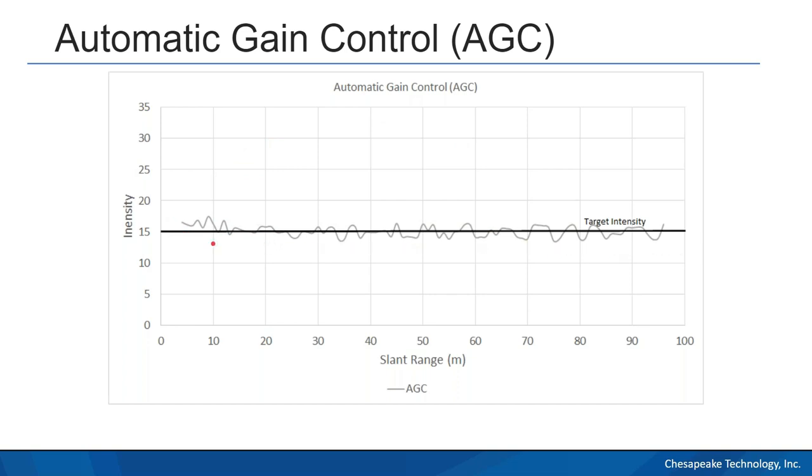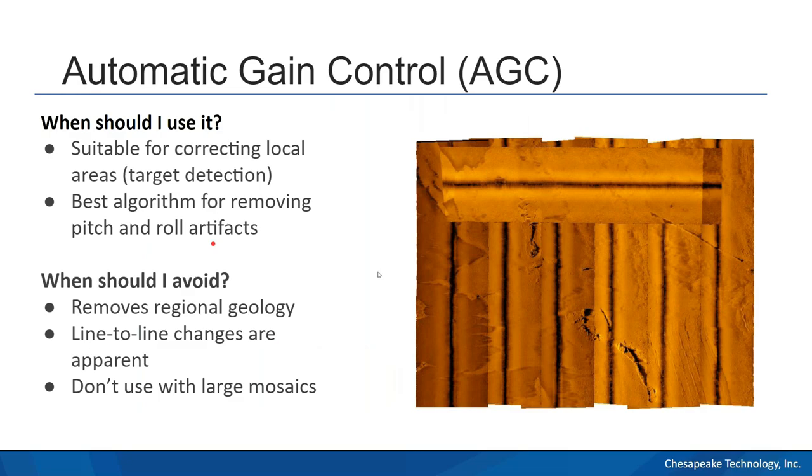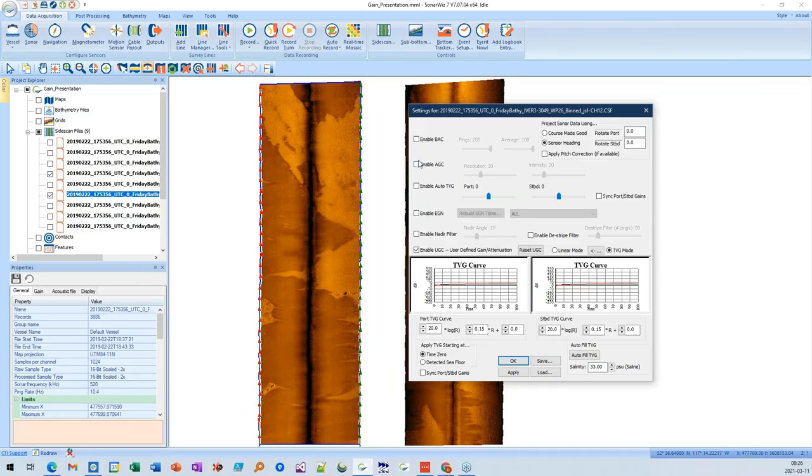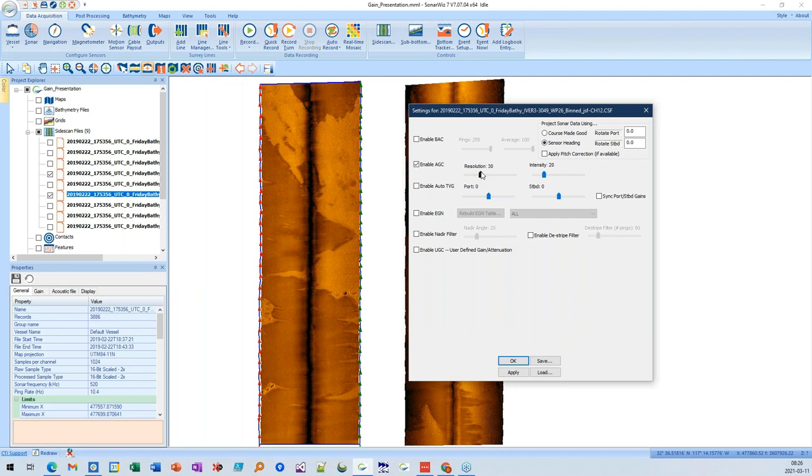So the two things you control on AGC, so here's AGC on our dialogue, are the resolution and the intensity. And I wish these names were a little different, but resolution would be the width of our low pass filter. It ranges from 1% of the swath width to 100% of the swath width. So you set what that window is. And I like something, say, around 15 or 20. So that would be 15% of the swath width right here.